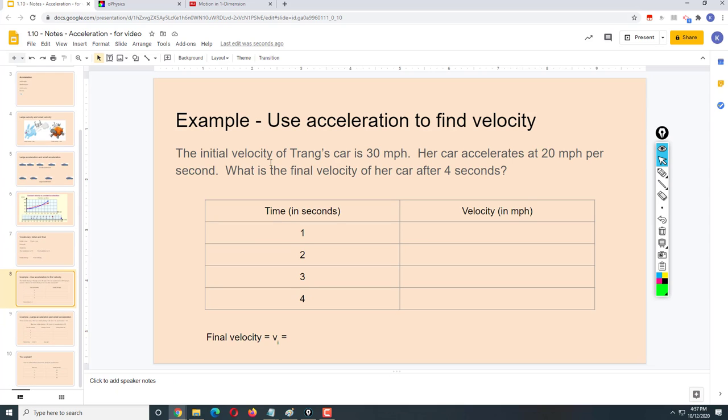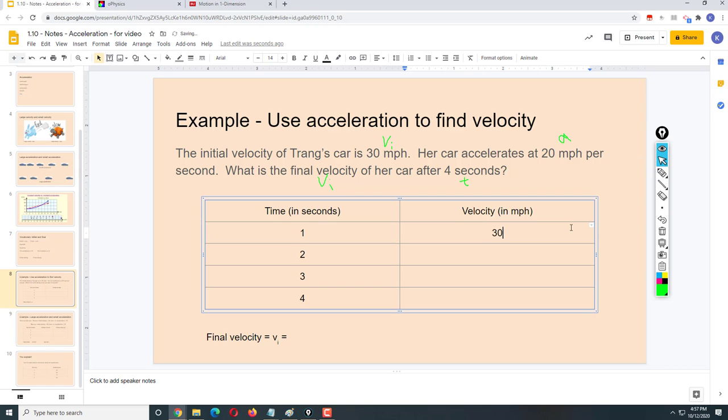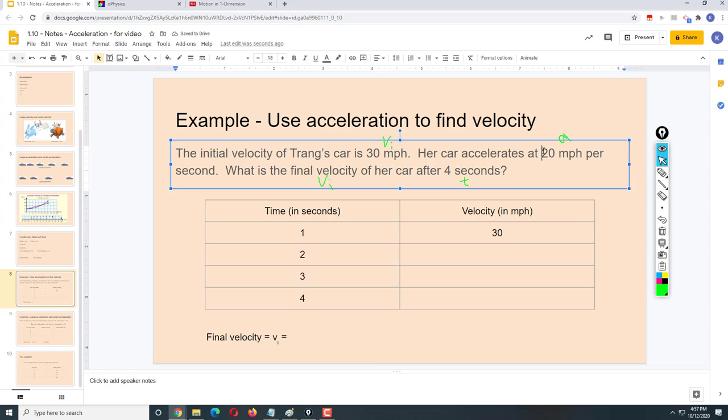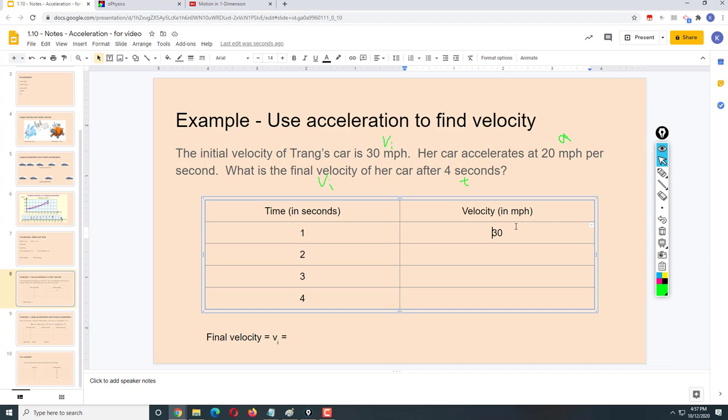Example. The initial velocity of Chang's car is 30 miles per hour. So this is VI, initial velocity. Her car accelerates at 20 miles per hour per second. What is the final velocity after 4 seconds? Well, initially it's 30. Every second, if the acceleration is 20 miles per hour per second, that means every second it goes up by 20.